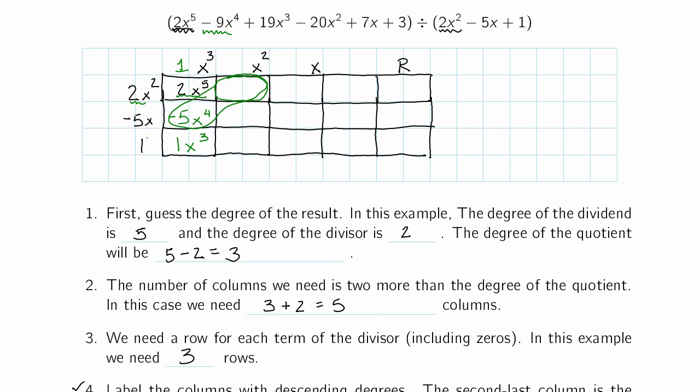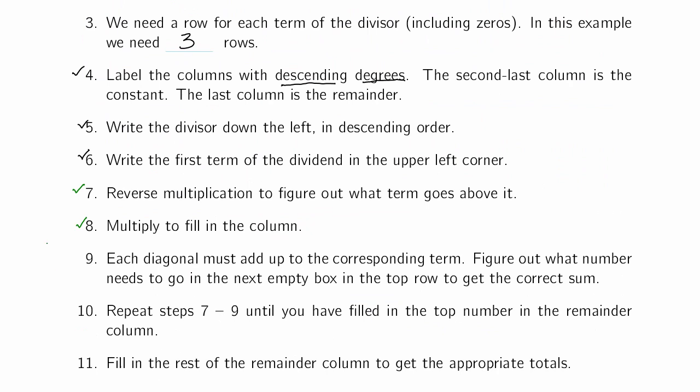To figure out what I need there, I'm going to take the result that I want and subtract what I already have. Negative 9 minus the negative 5 I already have. I need a negative 4 there. I need a negative 4x to the 4th. See, now these add up to negative 9x to the 4th. I'm using subtraction to find the missing number in an addition problem. So that was much harder to say than it was to do.